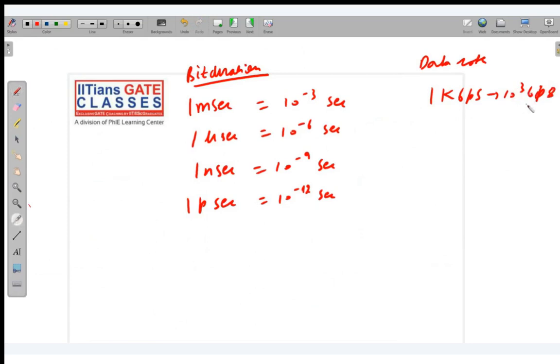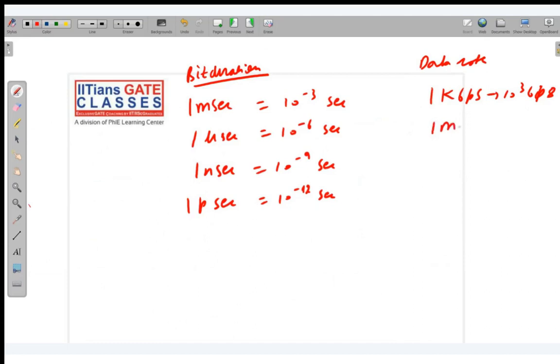In operating systems and computer architecture, you will study that 1 kilobit means 1024, that is 2^10. But in networking, we will roughly say 10^3 only. So 1 kbps is 10^3. Okay, this will be 1 mbps.